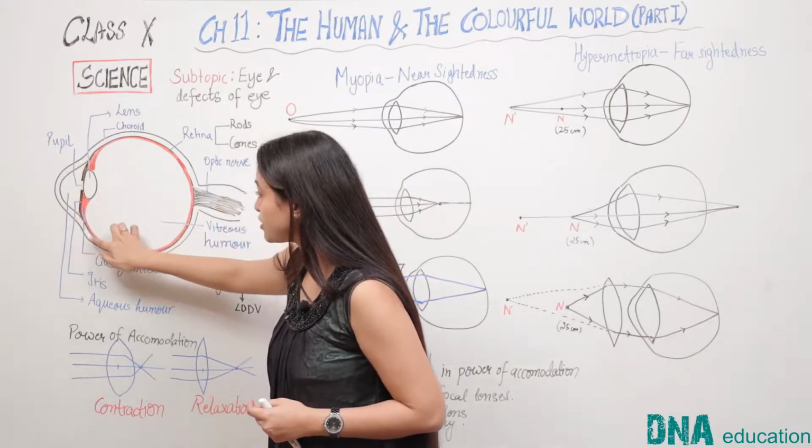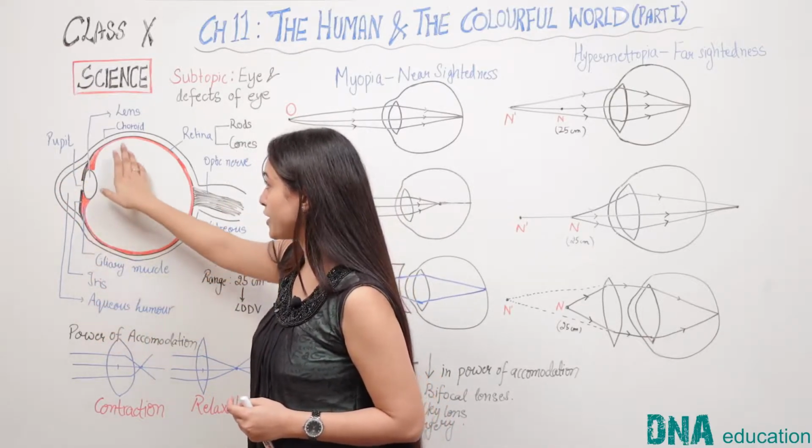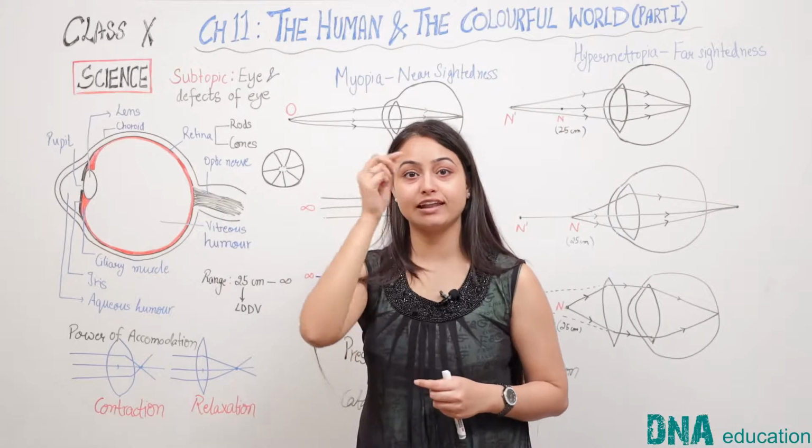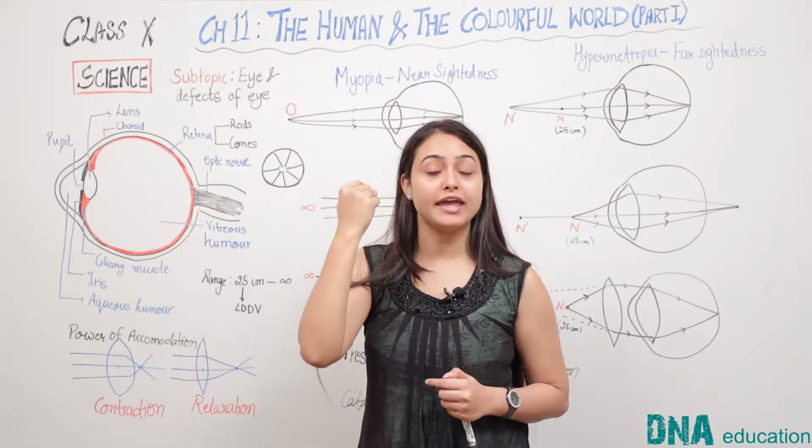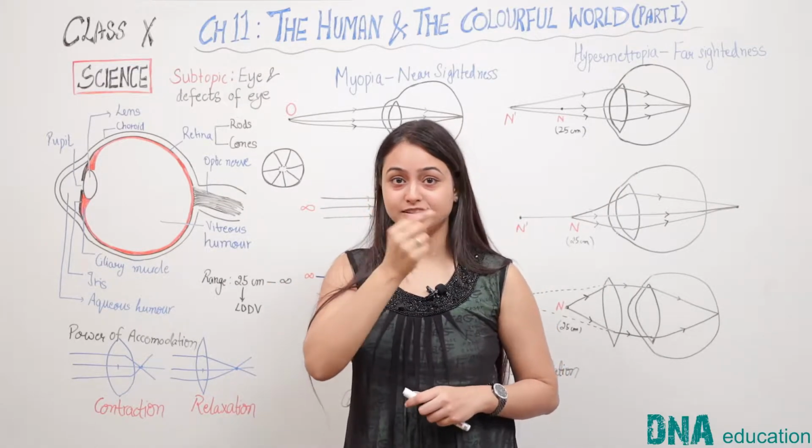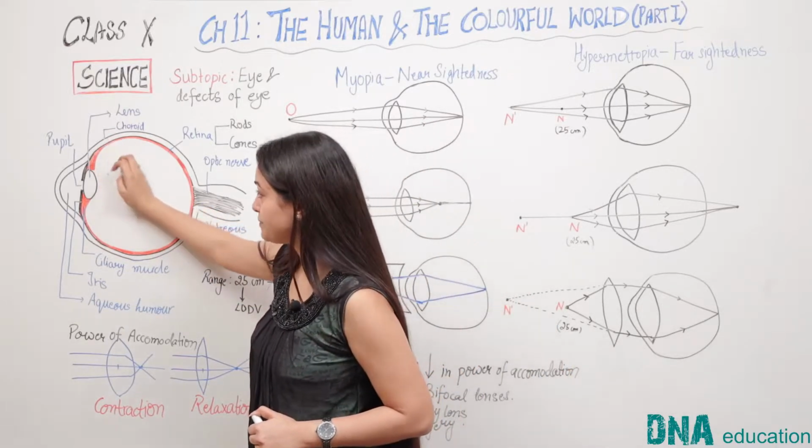The outermost layer of the eye is called choroid. The choroid is the white layer of the eye that we can see in the eyeball from outside. The whitish layer is the choroid.